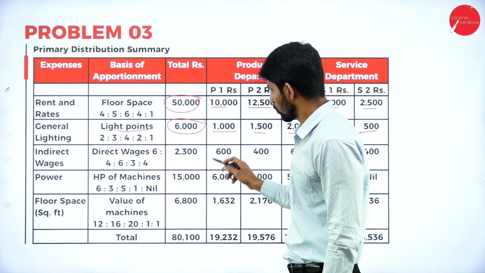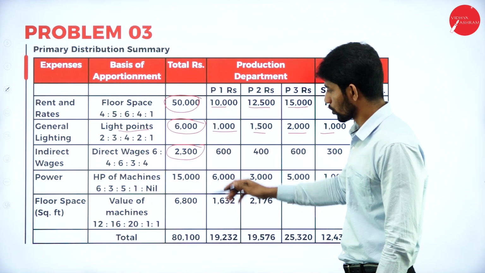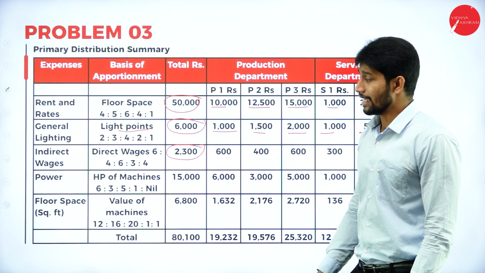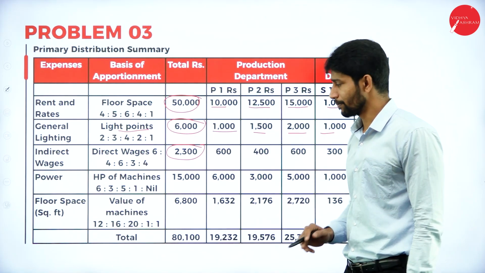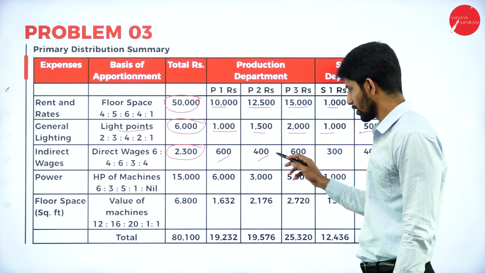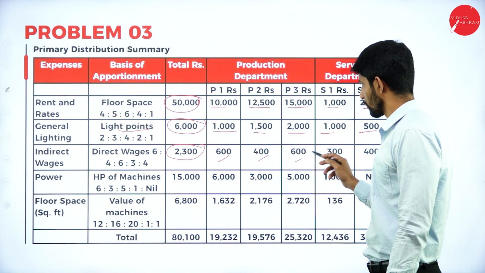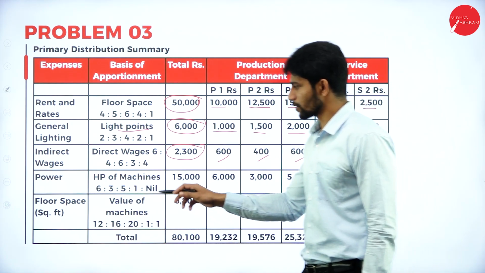6:4:6:3:4. So what is the total indirect wages? 2,300. So 2,300 is the indirect wages. Now you distribute among the different departments. So for production department 1, 600. For production department 2, 400. Again for production department 3, 600. Next 300, 400.